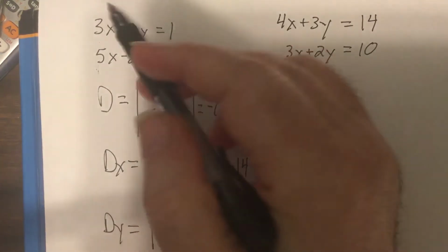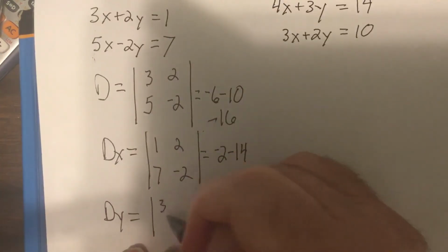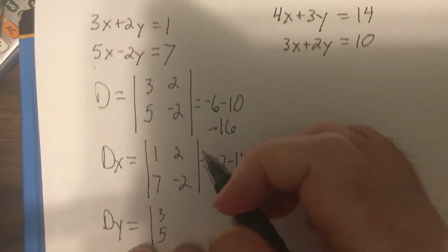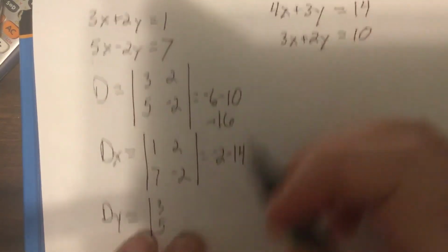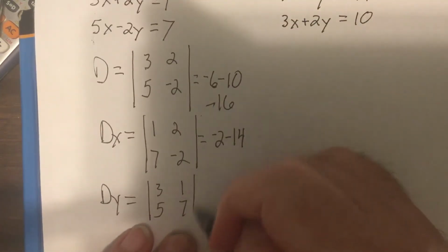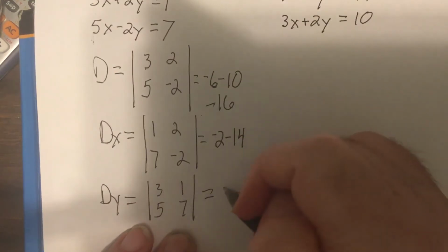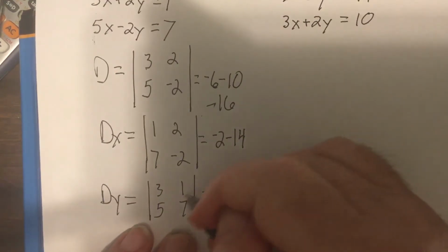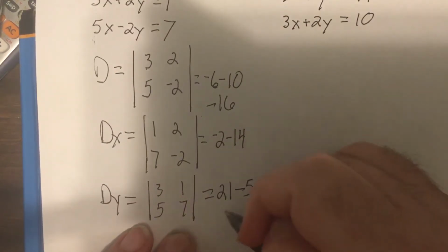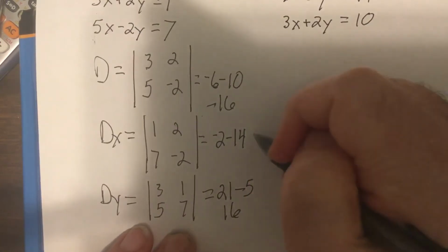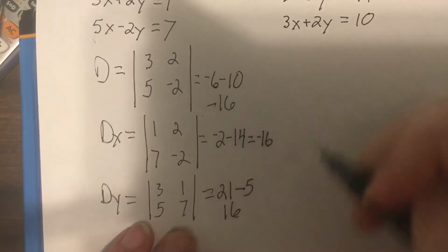you leave the x's alone, 3, 5. And you switch the y's with the constants, which is 1, 7. So that would be 21 minus 5, which is 16. Oh, this is negative 16, by the way.